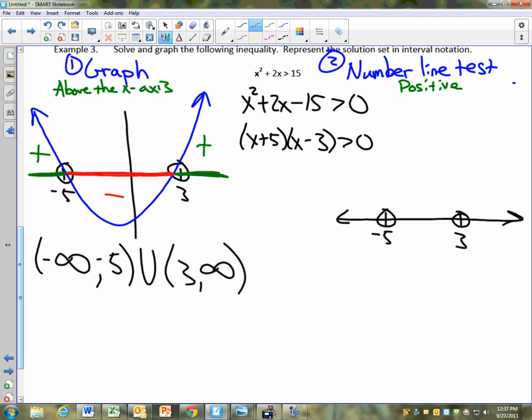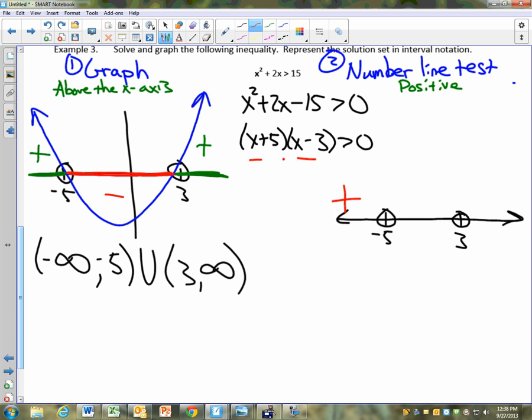Give me a number to the left of -5 that I could test. -7. You don't need to know the exact value, you just need to know if it's negative or positive. If I plug -7 into this part, is it negative or positive? Negative. -7 minus 3? Negative. And a negative times a negative is positive. So any number that you plug in to this side of -5 will give you a positive result because it will result in a negative times a negative.